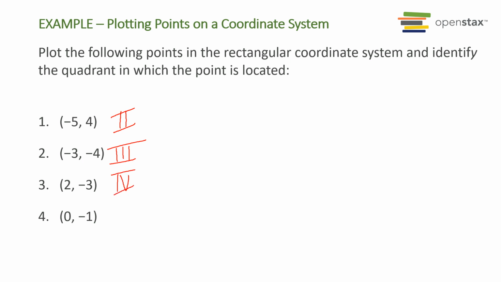And then lastly, we have this point here for number 4, that's (0, -1). This is actually not going to land us in a quadrant, because if we were to graph this, I'm going to draw a really crude graph here. If we were plotting that point, 0 for our x value means we're not going to the left or right. -1, we're just going down 1. So it ends up on an axis. Whenever you have something that graphs onto an axis, it does not land in a quadrant. It's just on the axis.